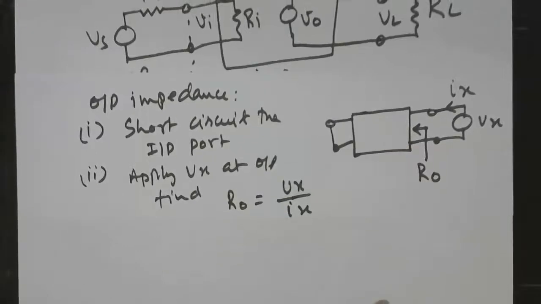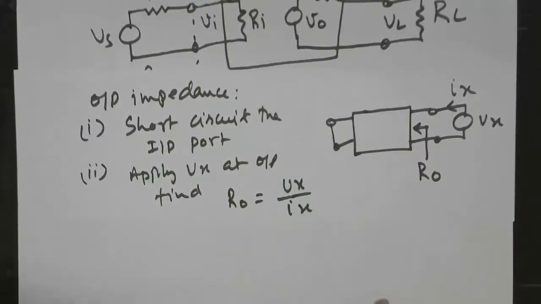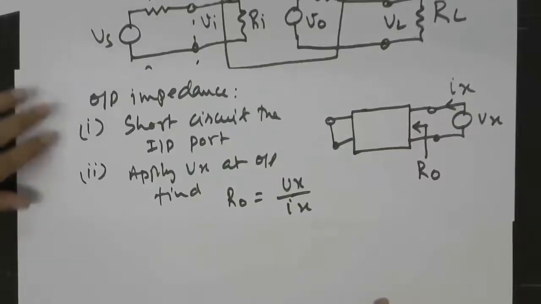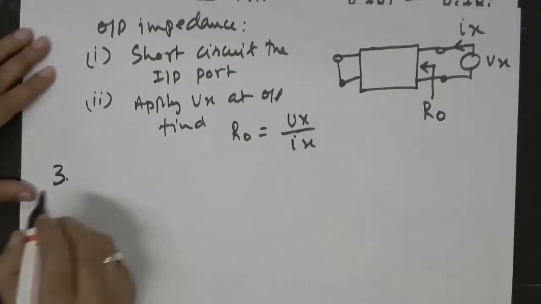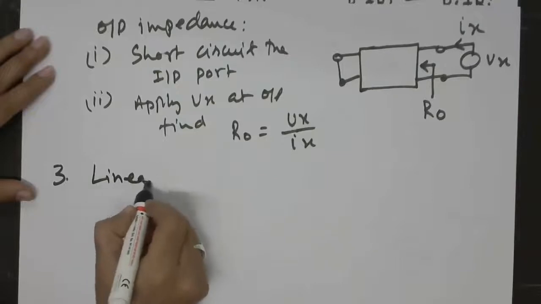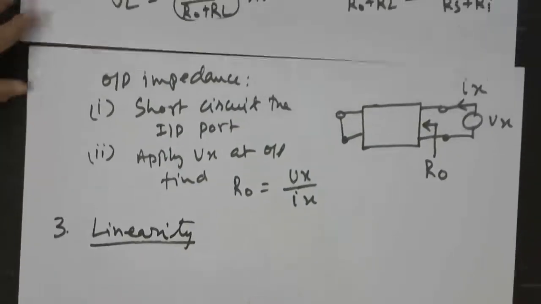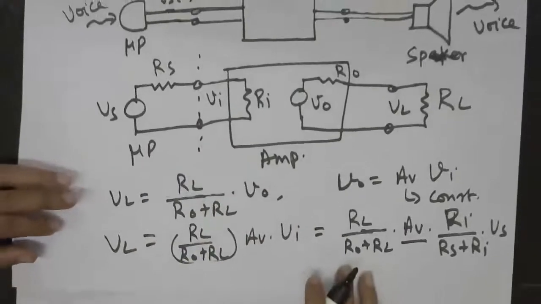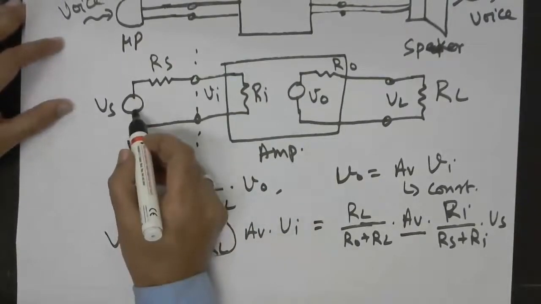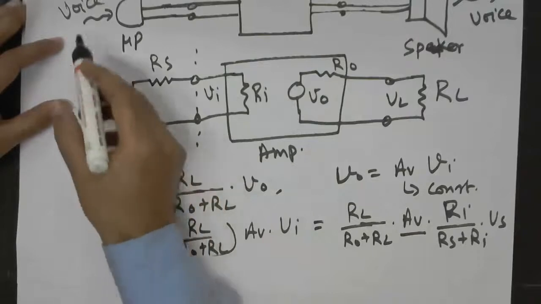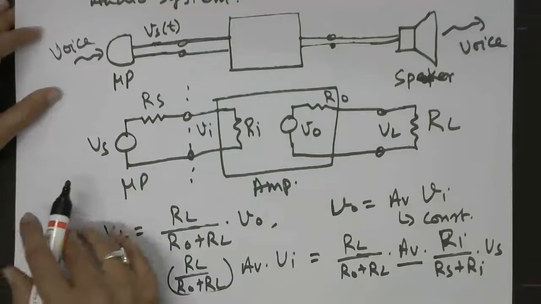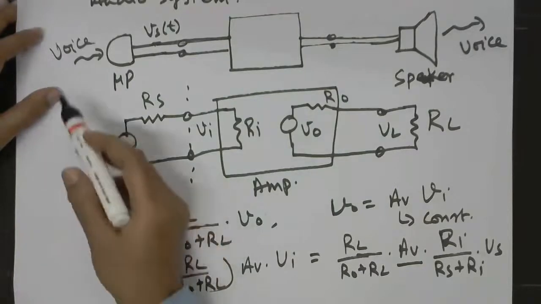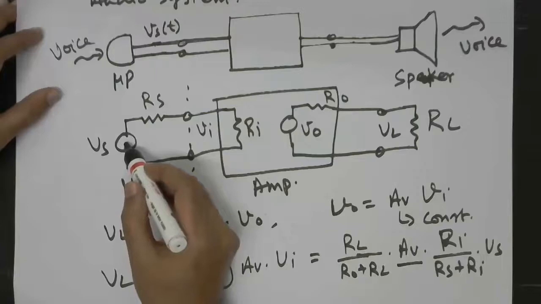Now the fourth parameter that we talked about was linearity. So the question is why we are interested in linearity. So the third parameter is linearity. We again come to this example. This voltage arises because of the voice, and voice is not a sinusoidal voltage. So this voltage is not going to be a pure sinusoid.